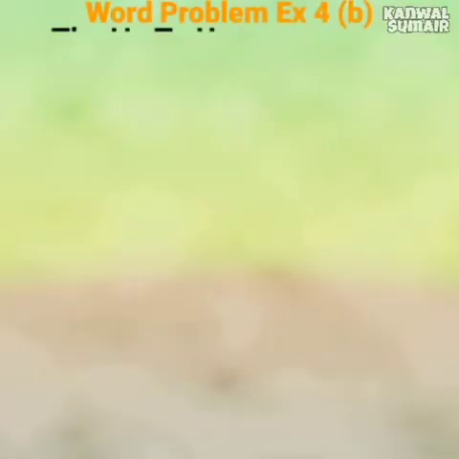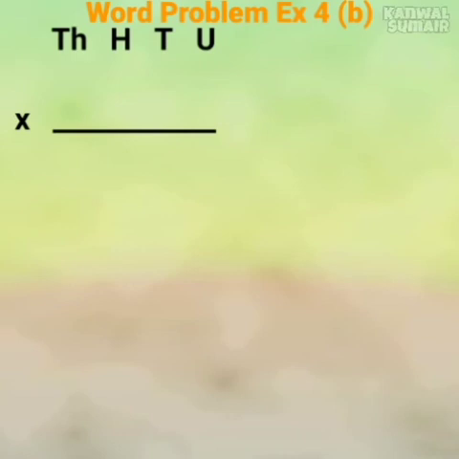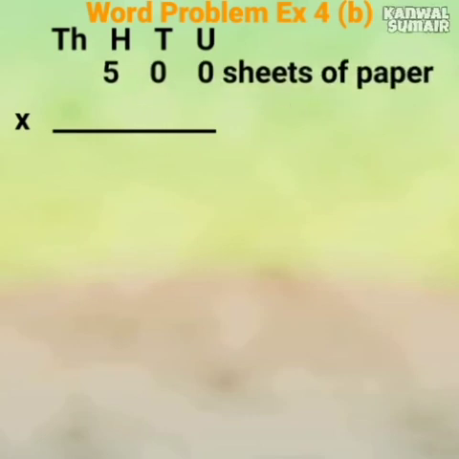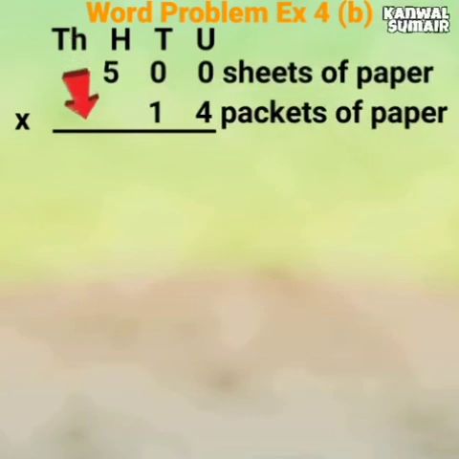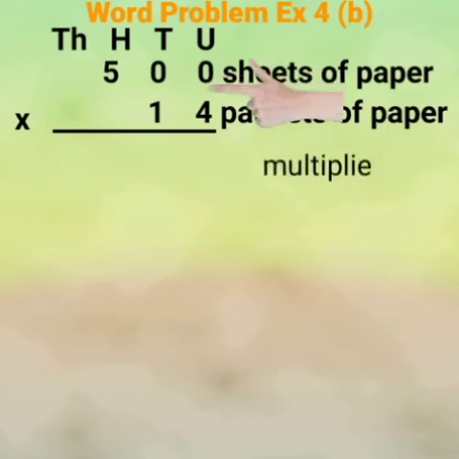Write the place value first, then make a sum. We will write 500 sheets of paper on top and 14 packets down, because we have to find out in 14 packets how many number of sheets of papers are there. Let's multiply 4 with 500 first.